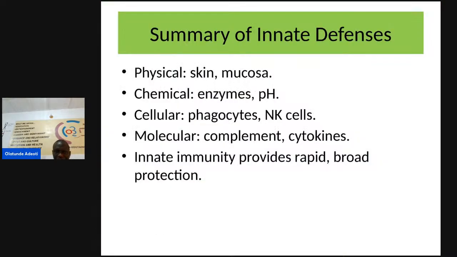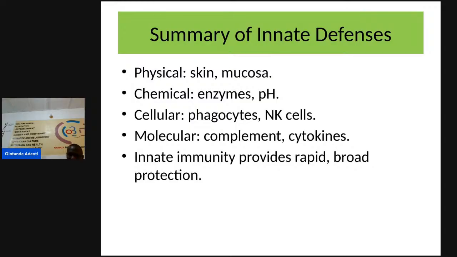So the summary of what we are going to see today, the summary of the innate immune system, is a kind of map that we can picture when it comes to the innate immune system. In this presentation, we are going to see what role the skin and mucosa play. They play a physical role of protection. Then we'll also examine the role of chemicals like enzymes and pH. What role do they play in maintaining the integrity of the immune system?